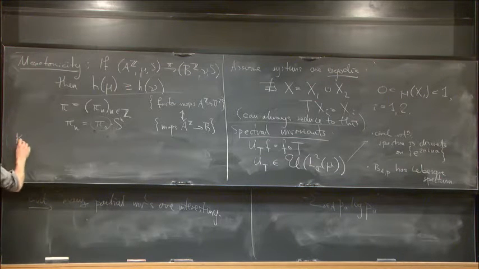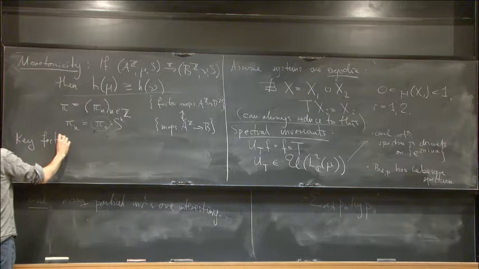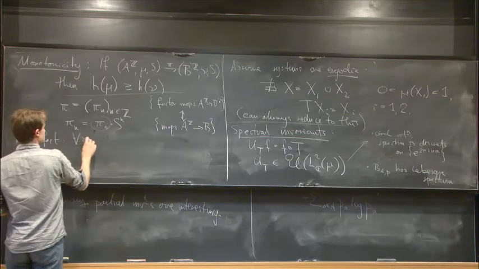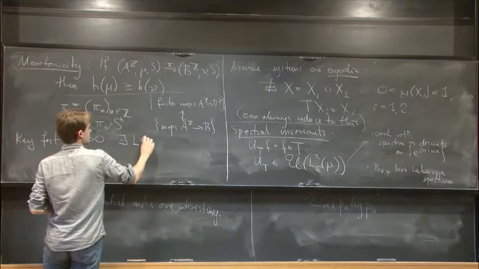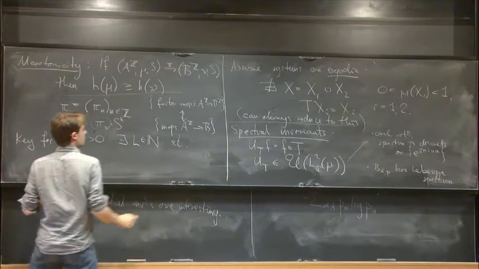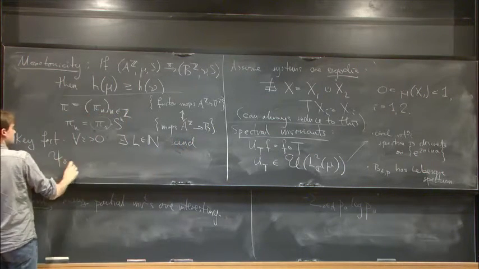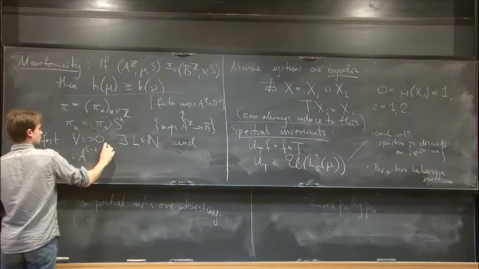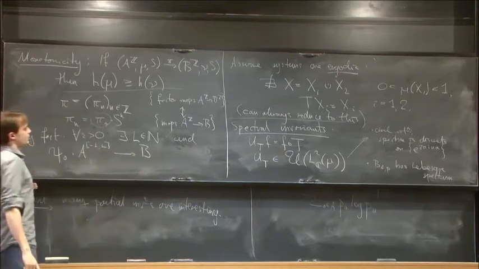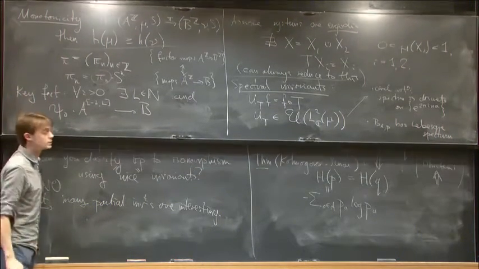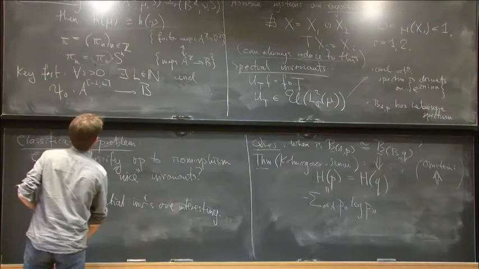And so the key fact, which is just a result from measure theory, is that if you have any finite partition of a measure space A to the Z for any measure, you can approximate it by a partition that depends on only finitely many coordinates. So for any epsilon positive, there is some L, so there's some L and a map psi 0 from A to the finite interval from minus L to L, so just finite strings in the alphabet A.